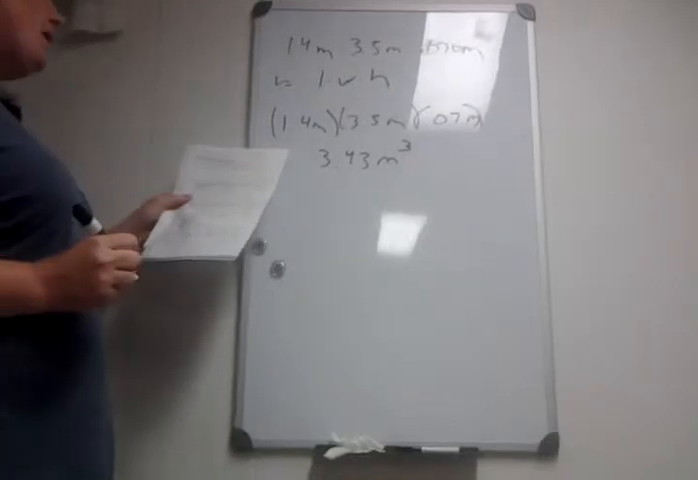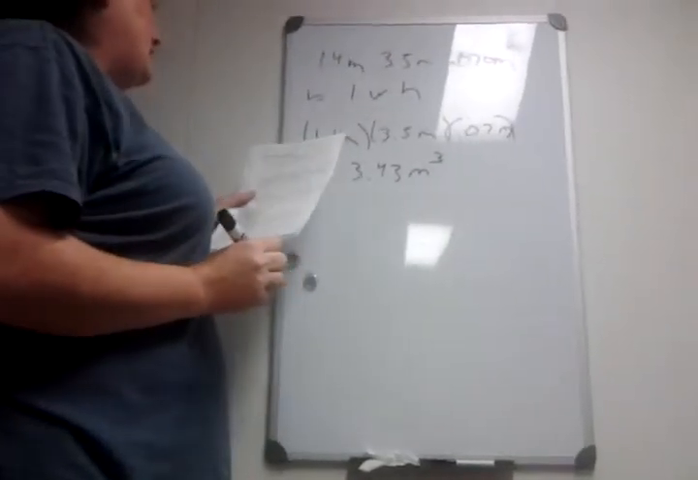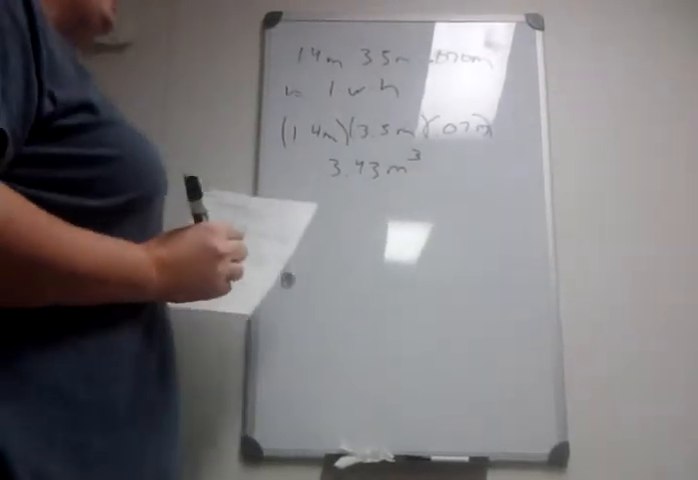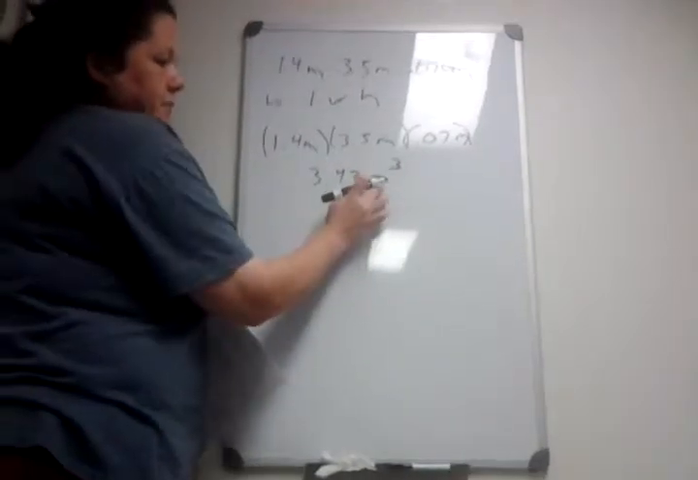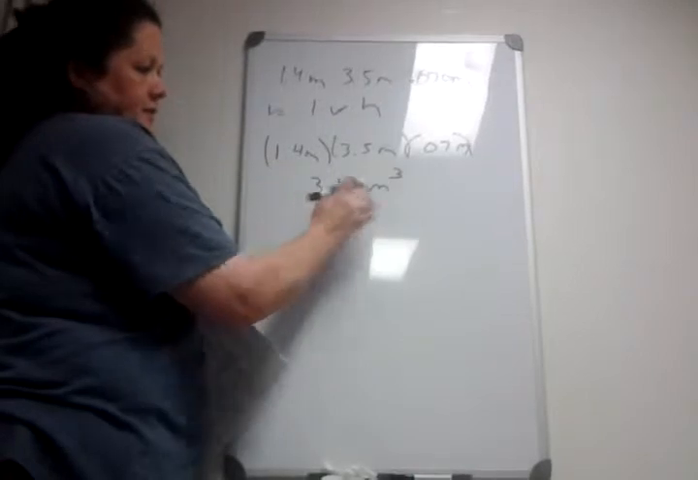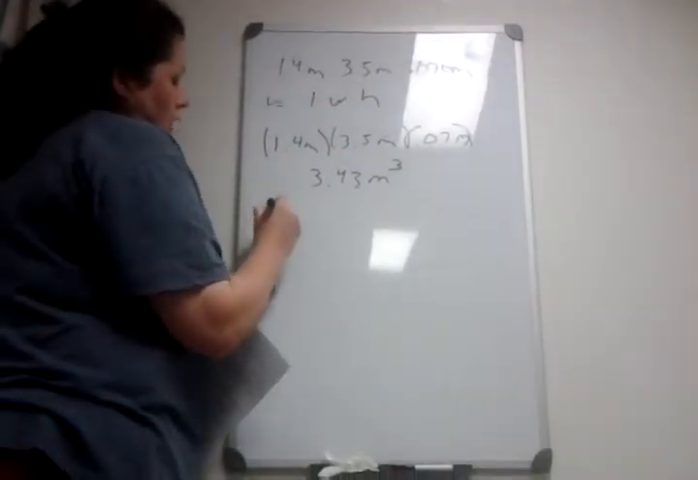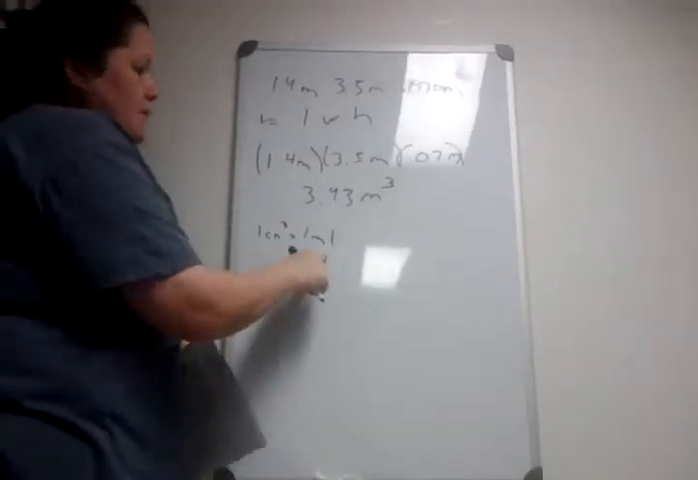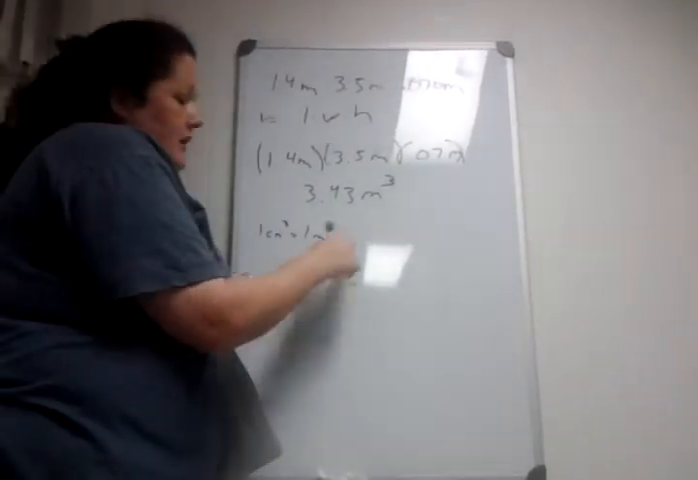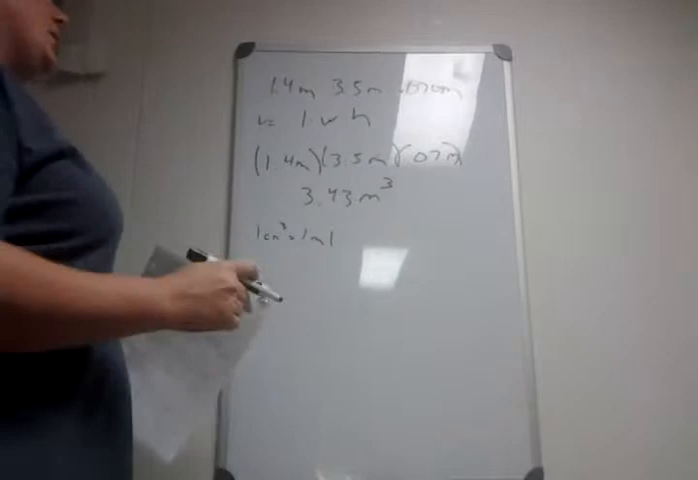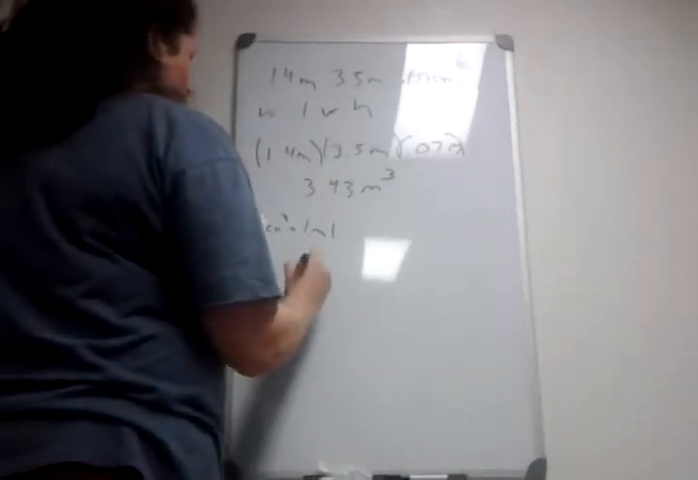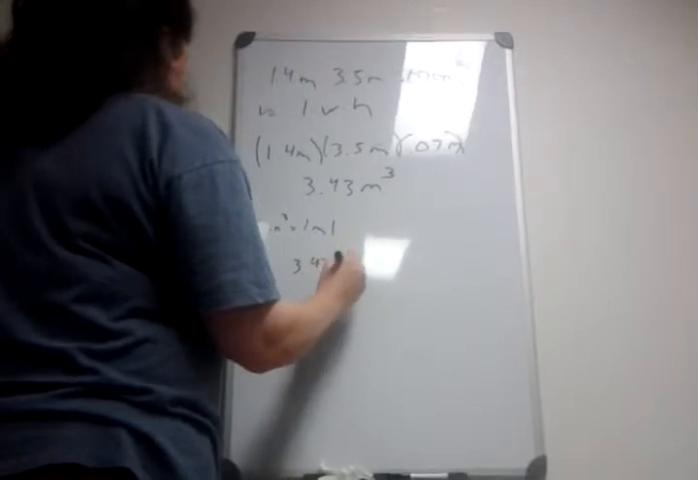Now what they want us to do is get that into liters. Well, this is where it gets tricky. How do we get from meter cubed to liters? Well, we know that 1 centimeter cubed is equal to 1 milliliter. And once we get milliliters, we can get liters from there. So we need to get meter cubed into centimeters cubed. We have 3.43 meters cubed.